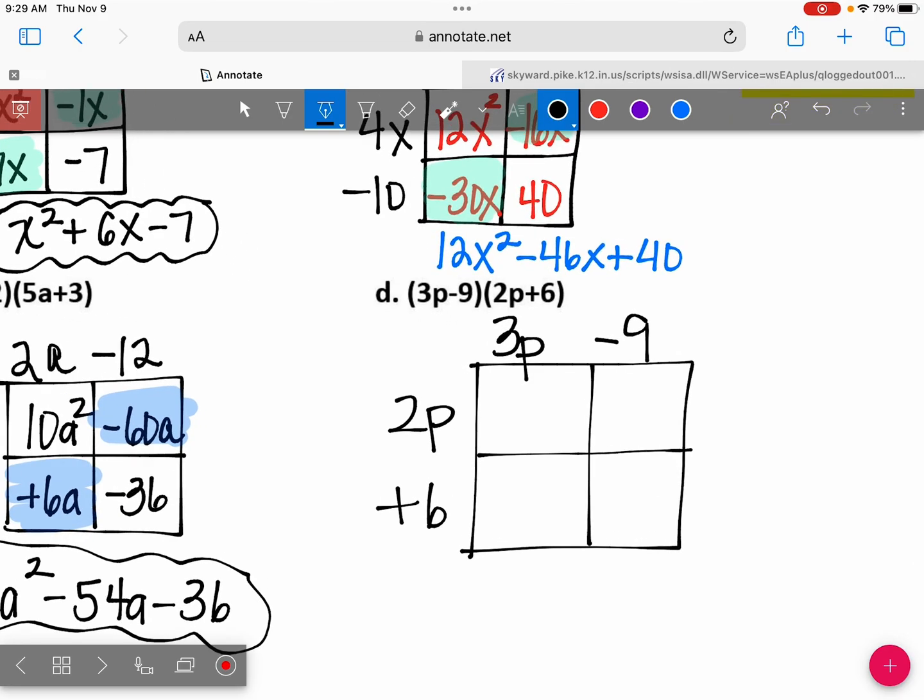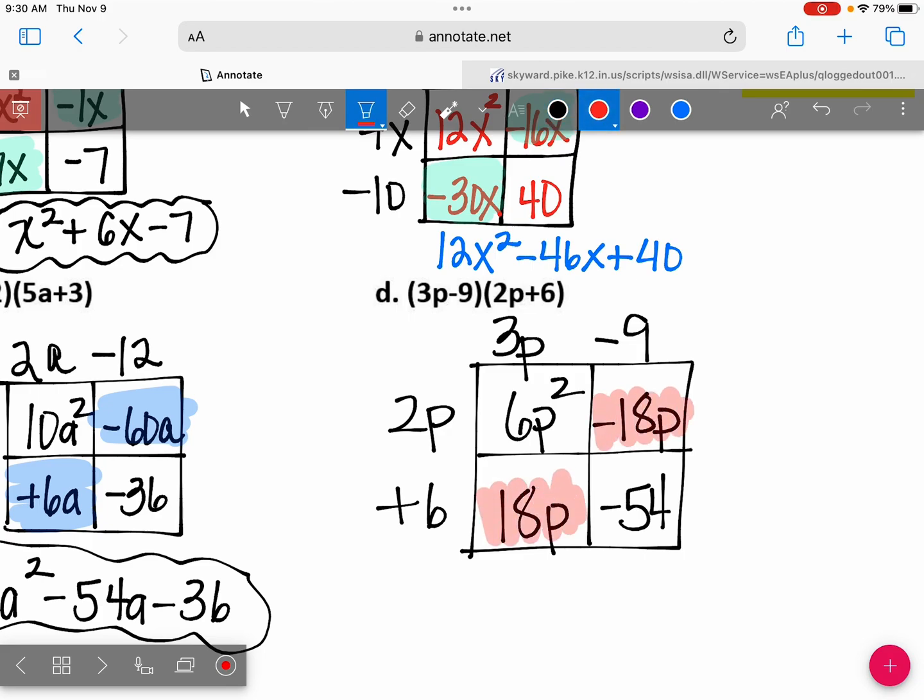Okay, so we have 2p times 3p is 6p squared. And then what did you put in this box right here? Negative 18p. And then what went in this box? Positive 18p. And in my last box, negative or a positive 54? All right, so what's going to happen when we combine our like terms? See how we got, these are positive and the negative? Positive 18 plus negative 18 is 0. So they actually cancel out these two squares. They go away. So my final answer is 6p squared minus 54.